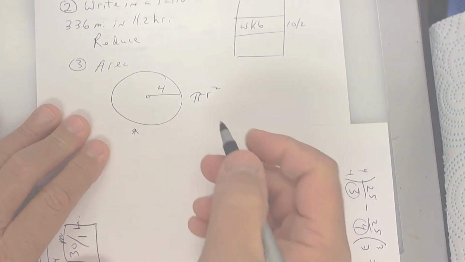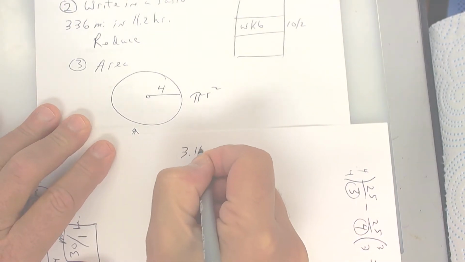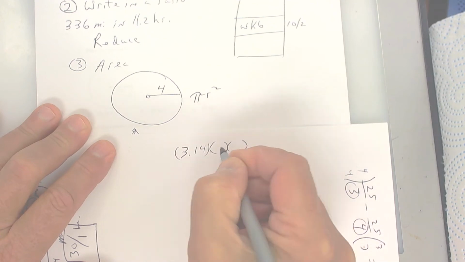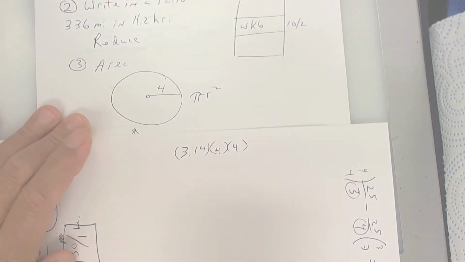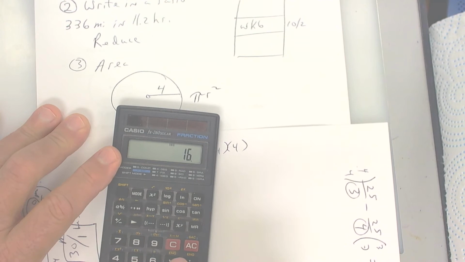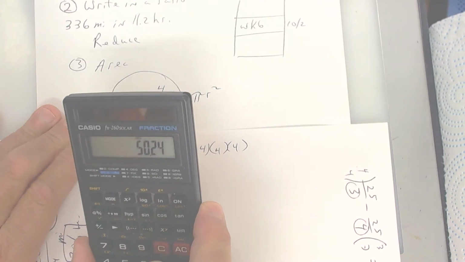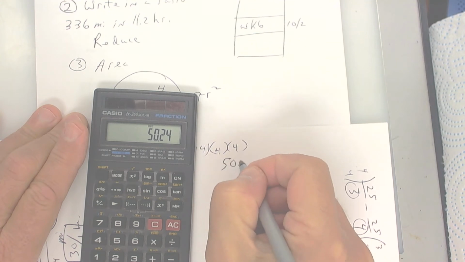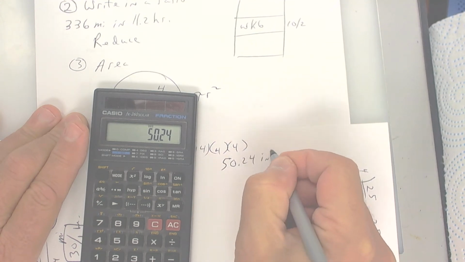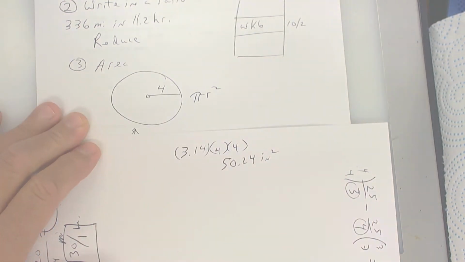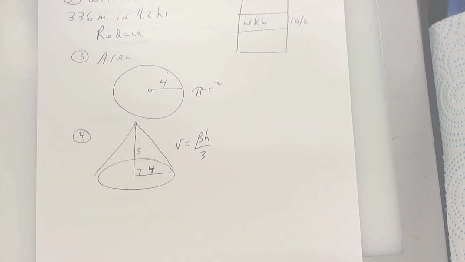Find area. Area is pi, 3.14 times the radius squared, so that's 4 times 4. So that's 16 times 3.14, and that gives me 50.24 square inches. Okay? And then finally, the last one, you do volume.